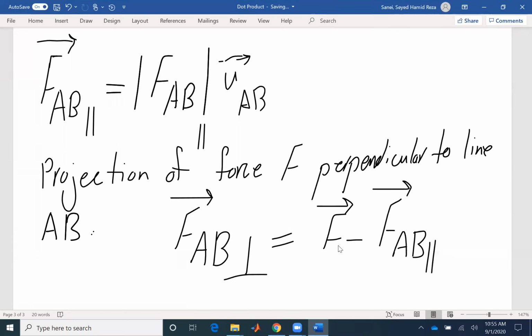So in summary, dot product had two definitions. Either we can multiply the components together, or we multiply the magnitudes times the cosine of the angle in between. And it had two applications. One was finding the angle between two vectors, the other finding the parallel and perpendicular projection of a vector on a line.